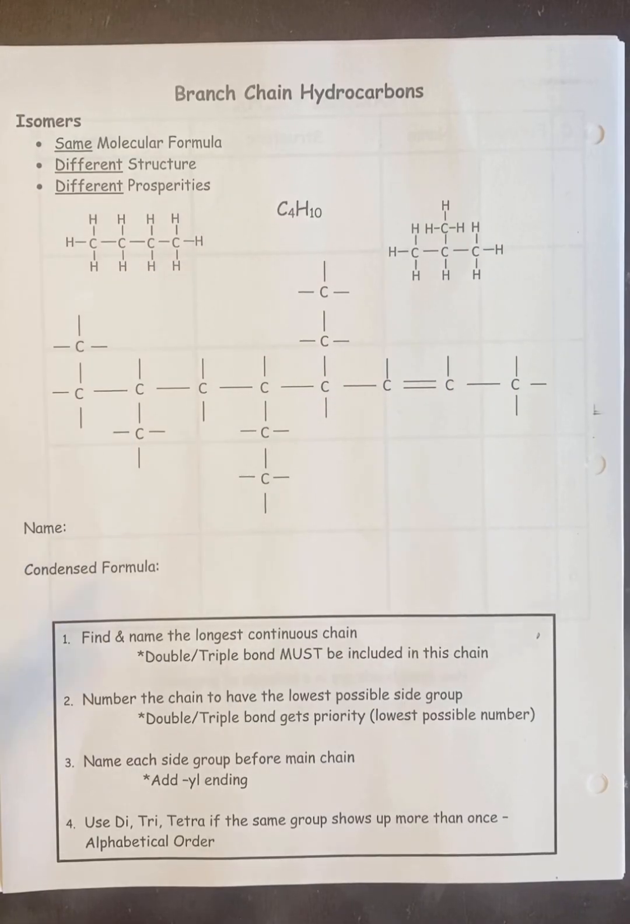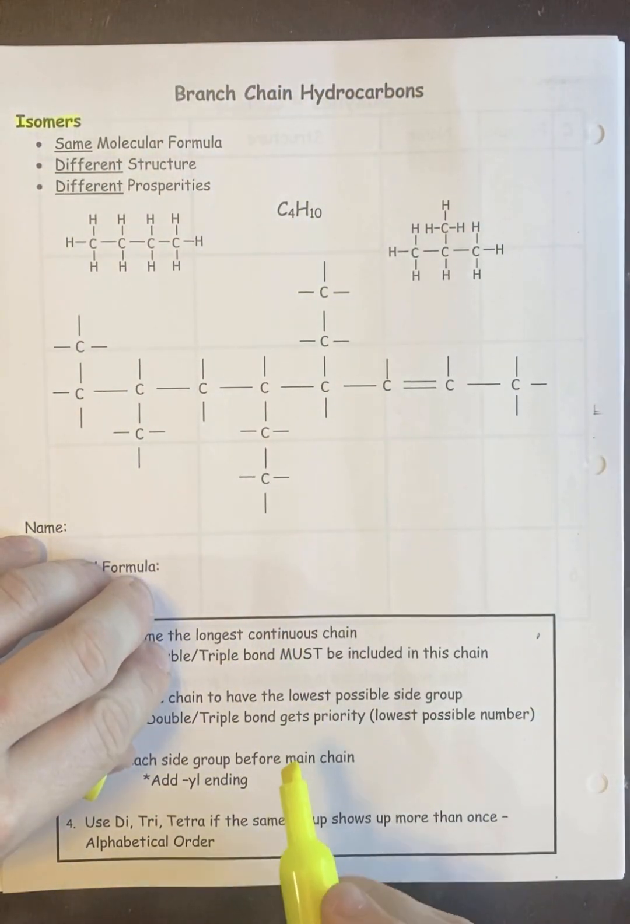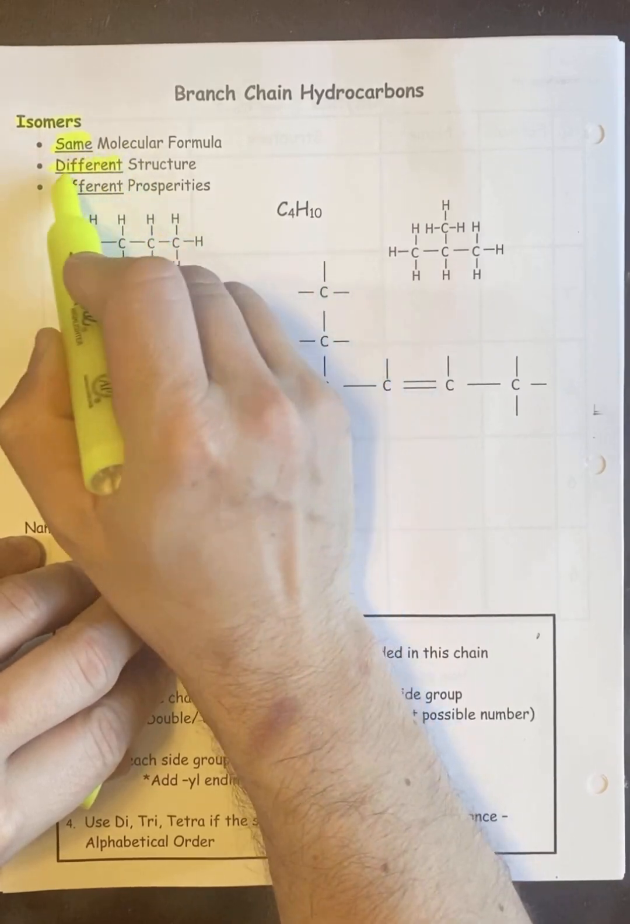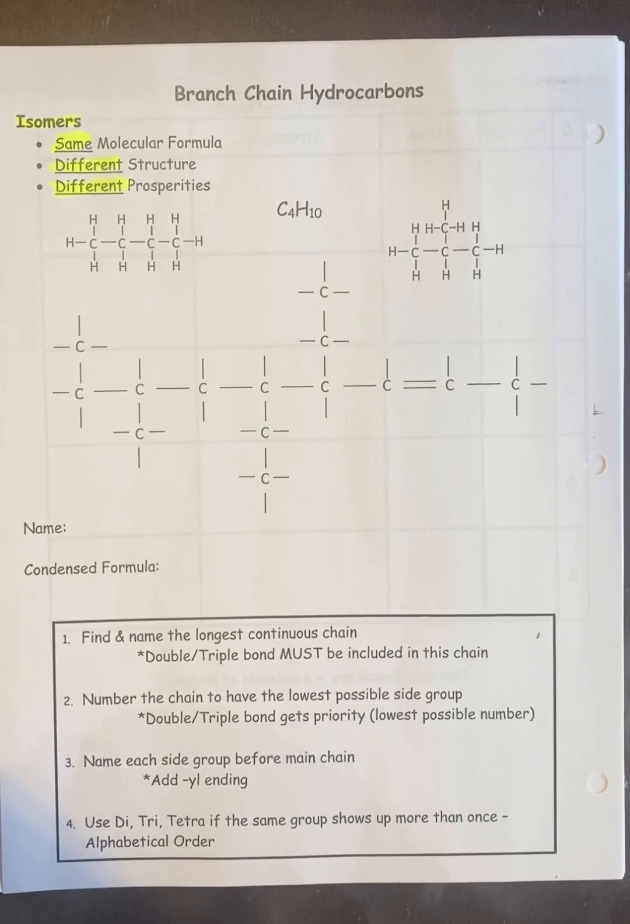In this video, we're going to learn how to draw branched chain hydrocarbons. So the first thing I want to mention is that these guys are typically what we would call isomers. An isomer is when you have the same formula but a different structure, which causes different properties. An example of an isomer is C4H10.